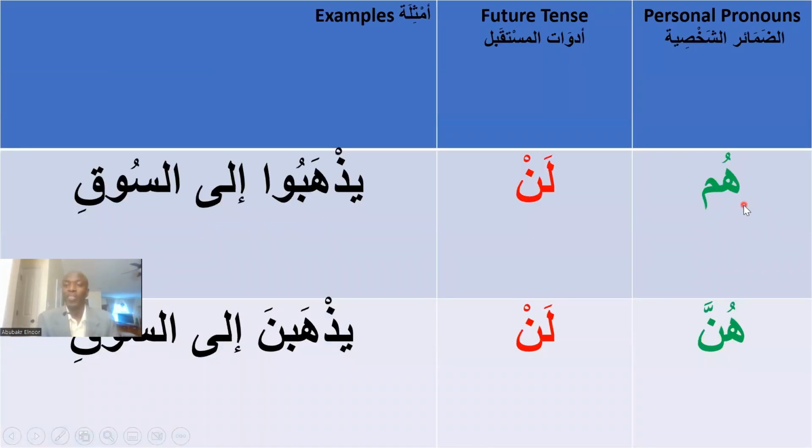Okay, هم, لن يذهبوا إلى السوق. They will not go to the market. So also the noon is dropped and an alif is added. لن يذهبوا إلى السوق. هن, the conjugation stays the same.